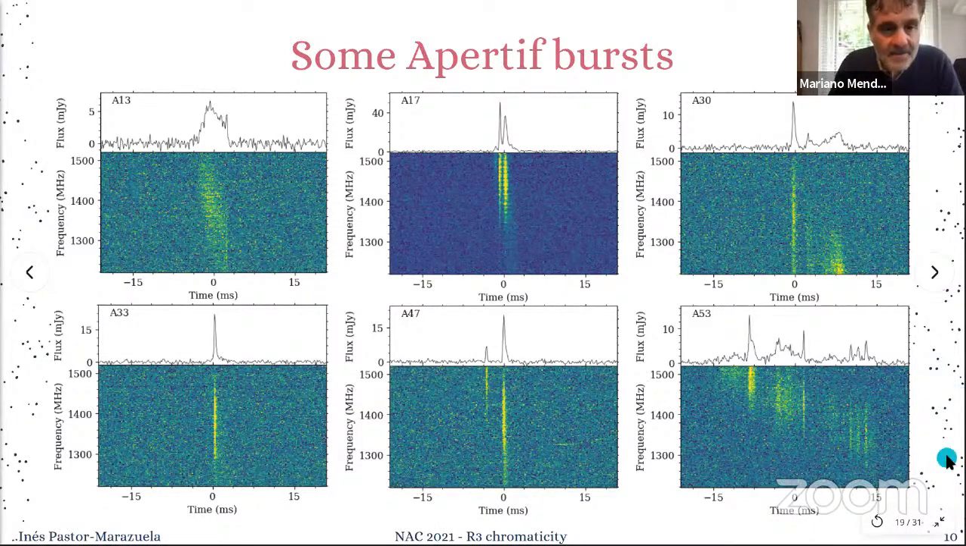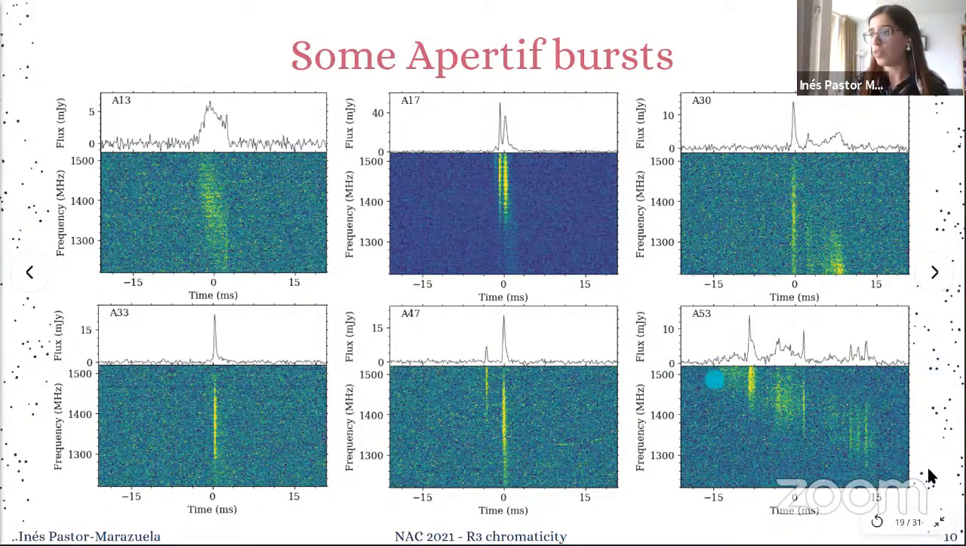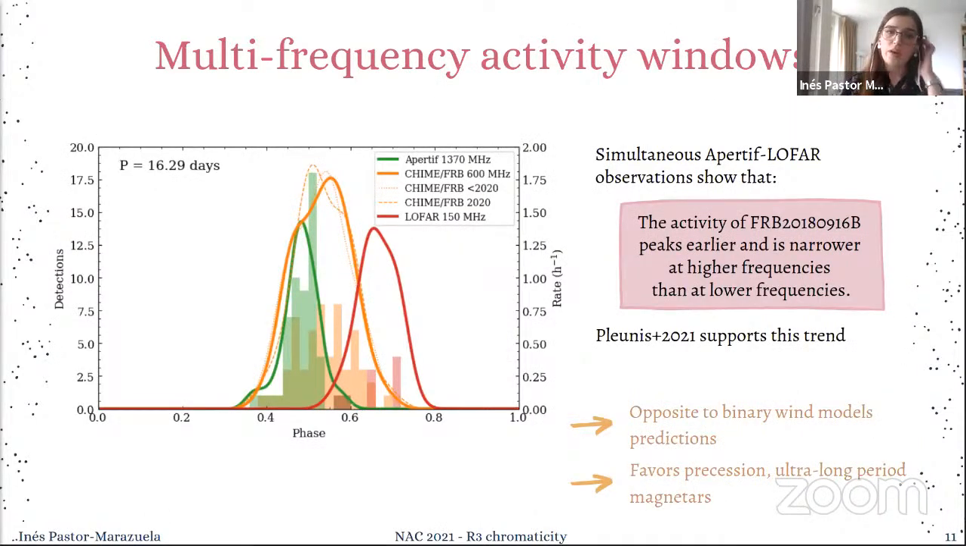The bursts with multiple components show this typical downward drifting frequency that is typical in repeating fast radio bursts. But when we look at the arrival phase within the 16.3-day period of the fast radio burst, we see that the Apertif bursts, represented here in green, arrive earlier in phase and for a shorter amount of time than the bursts observed at intermediate frequencies.